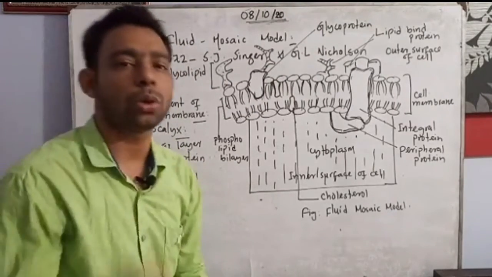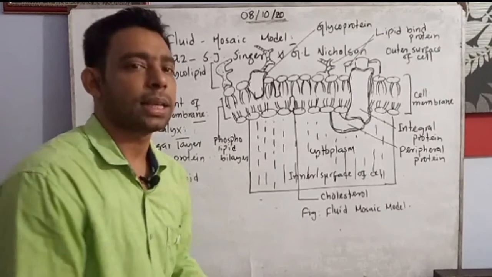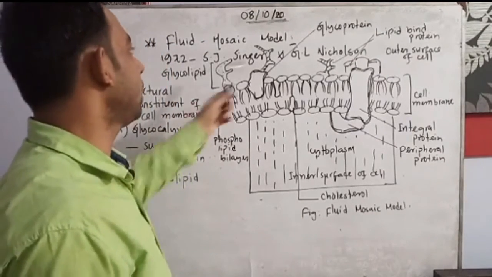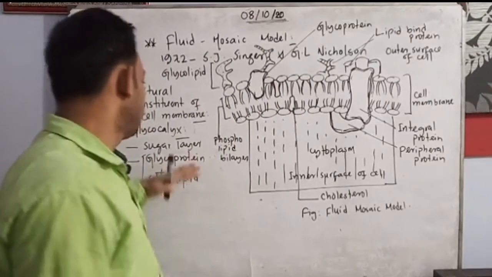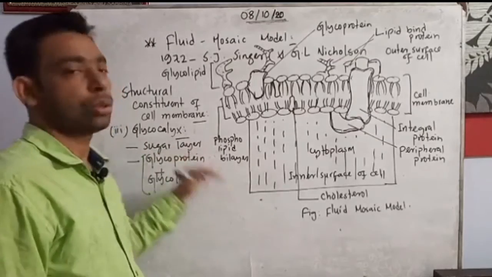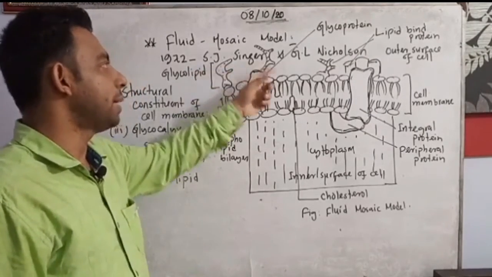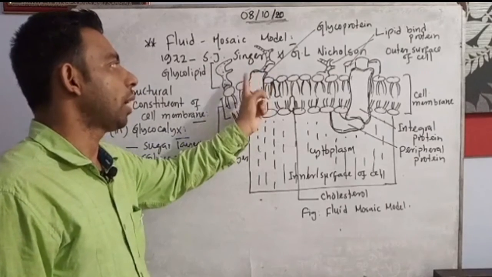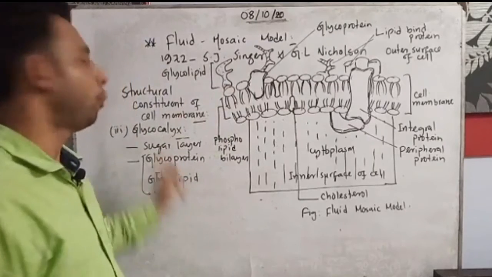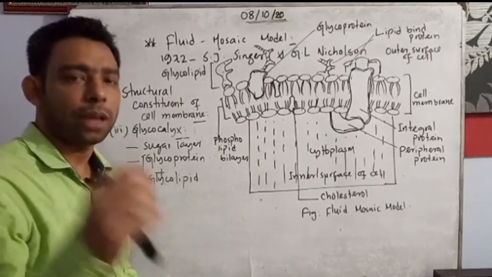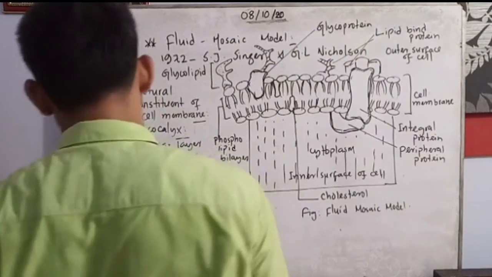If it is asked as a 2 marks or 1 marks question, what do you understand by glycocalyx? At that time you will write that the combination of glycoprotein and glycolipid is called glycocalyx, and it is a sugar layer. We can say the lipid bind protein when connected with a carbohydrate chain forms glycoprotein. This glycoprotein and glycolipid form glycocalyx, a very important thing also. Okay, then the last part is the cholesterol.